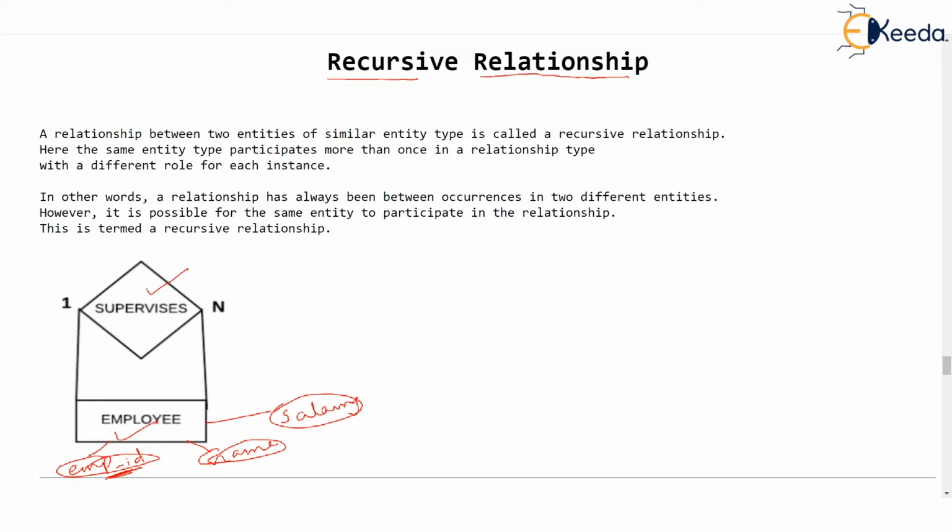Now, our statement here is that in our company, there are some managers, and every manager manages or supervises many employees. But who is a manager after all? A manager is an employee. So basically, we don't have any entity called manager itself. We have an entity called employee.